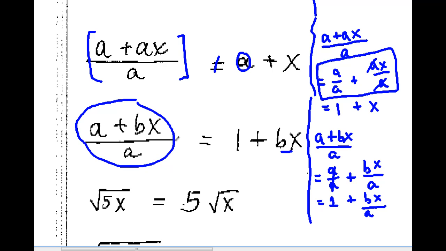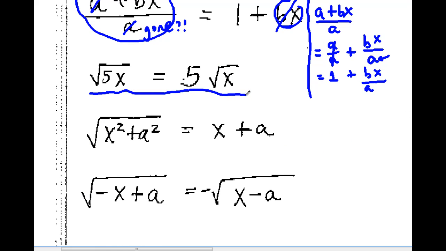So the error of the thinking, this is what I think. Most students think, well, here's A, I cancel it as 1, and then this A is gone. Well, no, A is not really gone, because when we split it up, you see that this A here appears for the second term as well. That's why this term is not correct. It should be bx over A. All right, on to the next one.